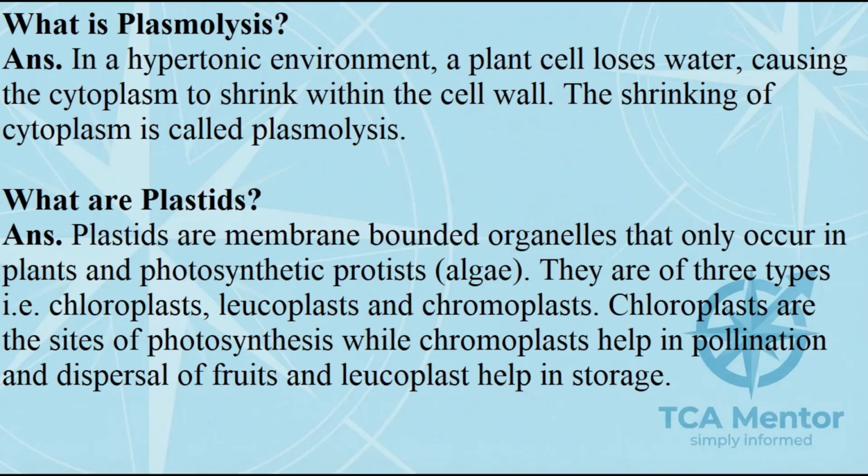What is plasmolysis? Answer: In a hypertonic environment, a plant cell loses water, causing the cytoplasm to shrink within the cell wall. The shrinking of cytoplasm is called plasmolysis.